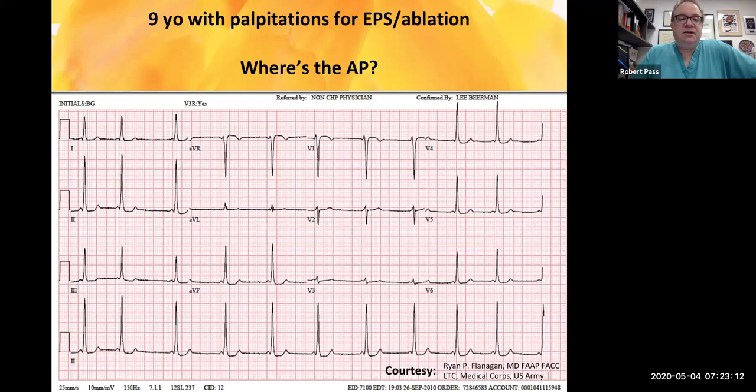However, if the pattern suggested that the pathway was sitting in the anterior septal region, which, as you recall, is where the AV node is located, then you would be a lot less inclined to be excited about ablating a small child.